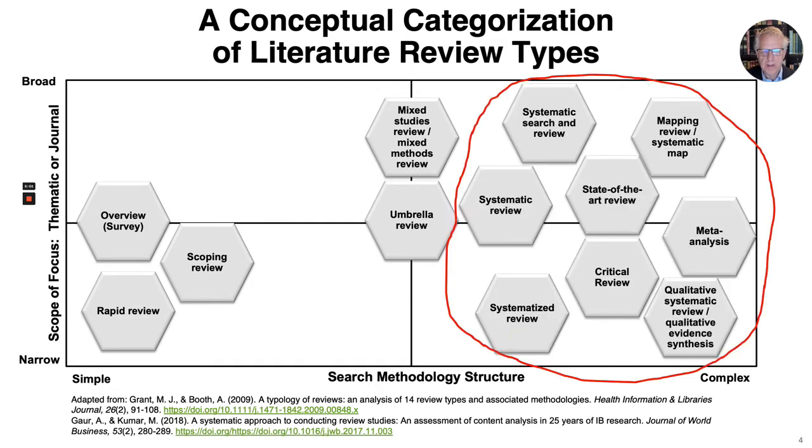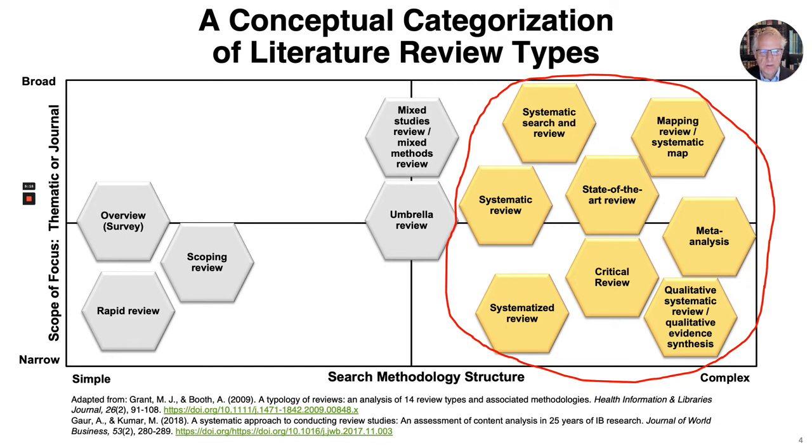Now over on the right are a series of areas where you do see the 5 systematic reviews come in, and they tend to be more complex in the way the searches are carried out, and they tend to be broader in terms of themes or the number of journals included.